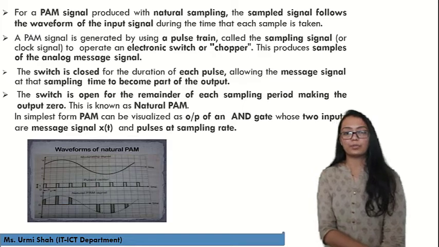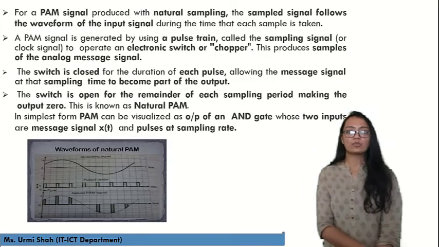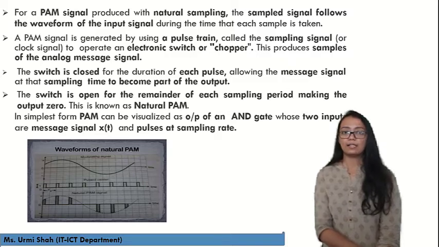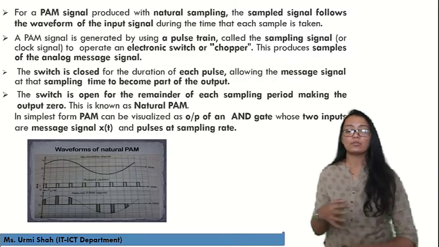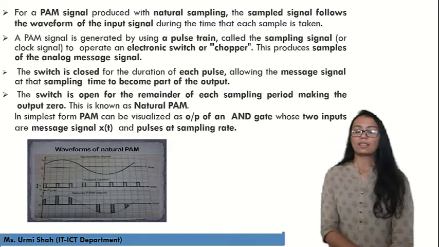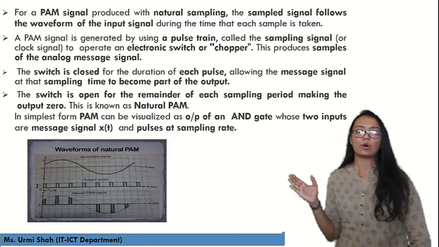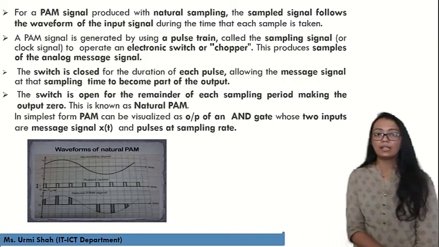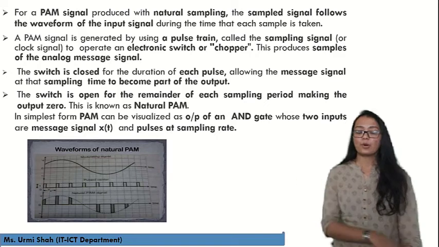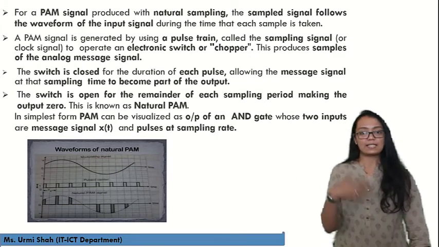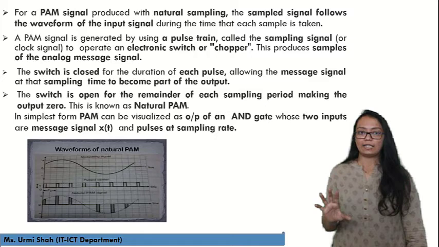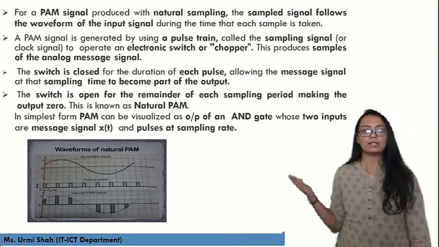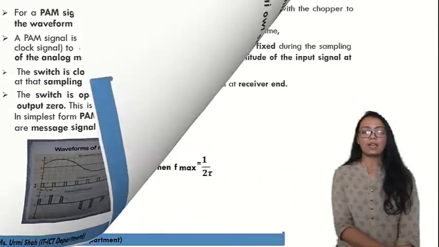Now the switch is open. Whenever you open the switch, at that time you will have the remainder of each sampling period, which will make the output 0. That is known as natural PAM, or natural pulse amplitude modulation. In the simplest form of PAM, you can visualize the output of an AND gate whose two inputs are the message signal x of t and the pulses of the sampling rate.